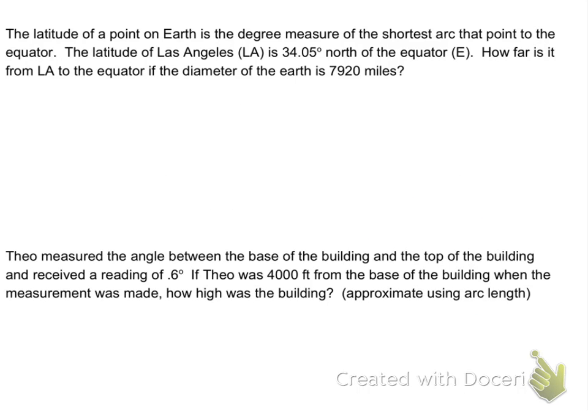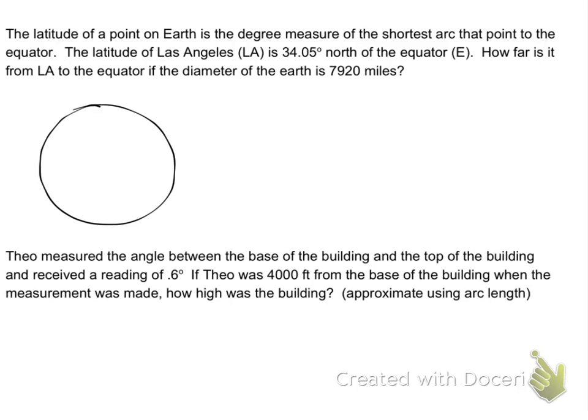So, the latitude of a point on Earth is the degree measure of the shortest arc, that point to the equator. It's saying that the latitude of, supposed to be, I think, Los Angeles, LA, is 34.5 degrees north of the equator. How far is Los Angeles to the equator if the diameter of the Earth is 7,920 miles? So in this case, it doesn't want to know between two towns. It just wants to know the distance from Los Angeles to the equator. It's the same exact thing.